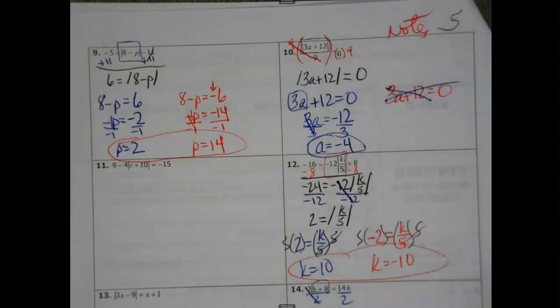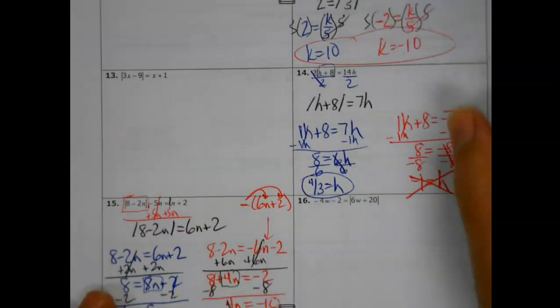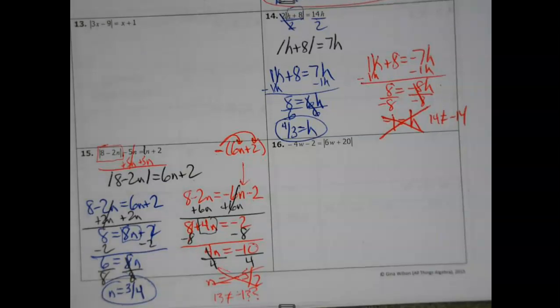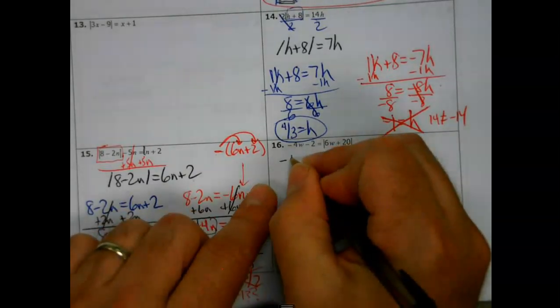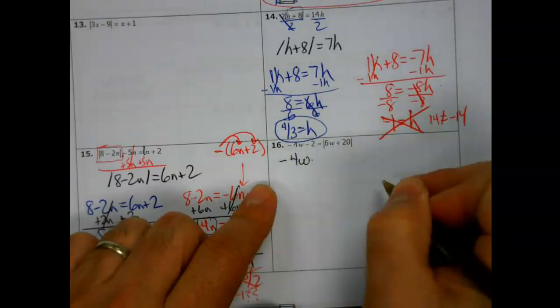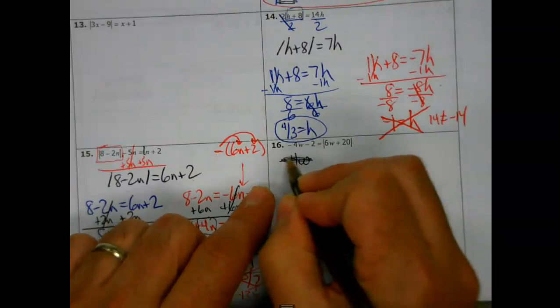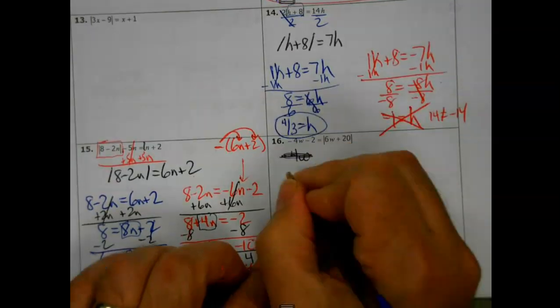And I'm going to do number 16. I want to do one more, just to make sure we're feeling good. So last one to play with here. We've got negative 4w minus... Why am I doing this? It's already isolated. Don't have to do that, Hardy. Don't make more work.